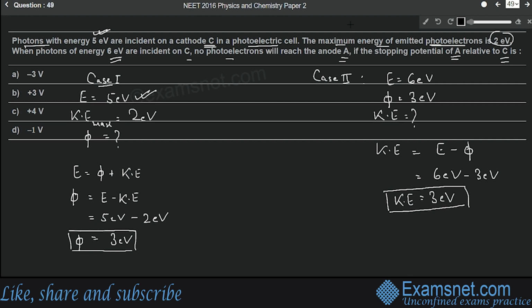Now it is given that when these photons are incident on the cathode C, then no photoelectrons will reach the anode if the stopping potential of A relative to C is... So we have to find the stopping potential of A relative to C. So we'll use the formula: kinetic energy will be equal to eV naught, where V naught is the stopping potential.